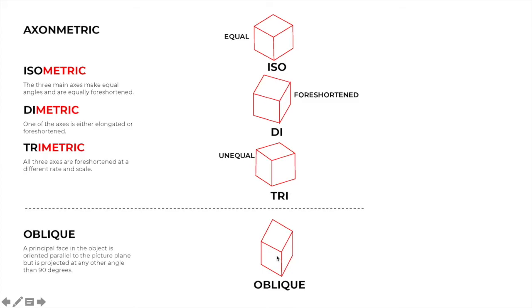Oblique drawings: a principal face of the object is oriented parallel to the picture plane, but is projected at any angle other than 90 degrees. In the oblique, you can see one of these three visible planes of this cube remains true. It is still a square. Aha! That hasn't been foreshortened at all.